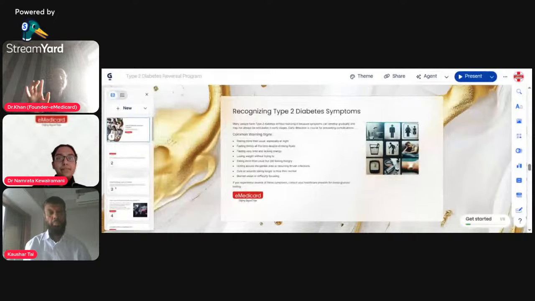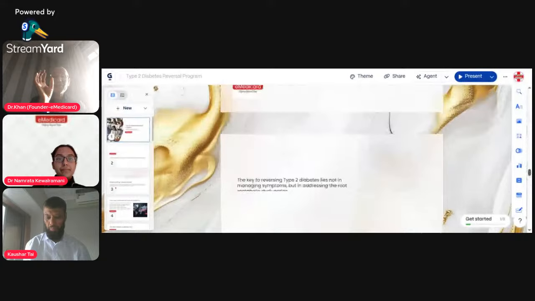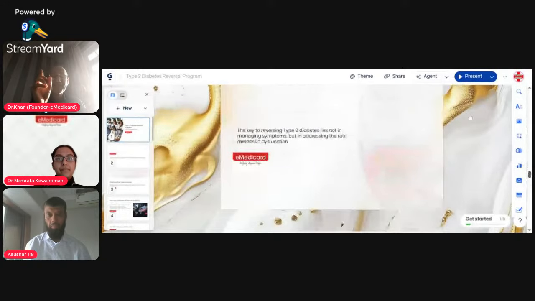So the key to reversing type 2 diabetes. The next slide. The key to reversing type 2 diabetes is not to manage the symptoms, but to focus on the root cause. How are we going to focus on the root cause? First we need to understand what the root cause is. The root cause is what? That is insulin resistance, isn't it? So take the next slide, please. Insulin resistance is the root cause of type 2 diabetes.